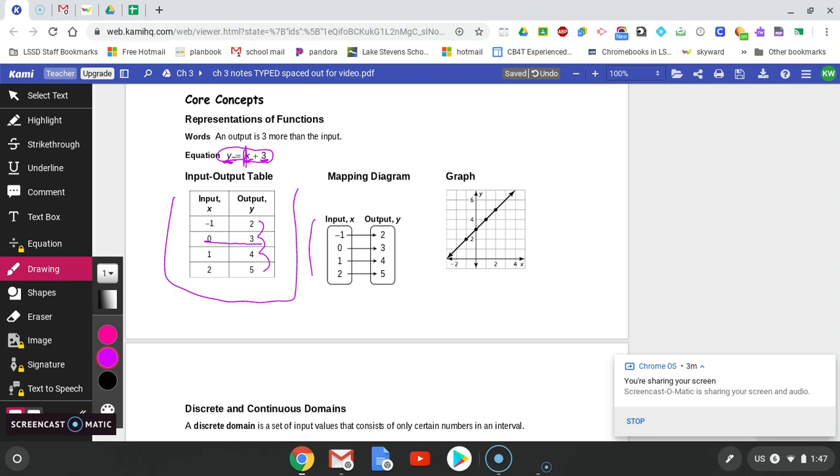Mapping diagram, again, is showing the exact same points as our input-output table, just in a different format. Your inputs show up on this side. That's what x can be. Your output shows what y can be on this side. The arrow going across just says when x is -1, y is 2. When x is 0, y is 3, and so forth. And then this would be the graph of y equals x plus 3. It has a y-intercept of 3 and a slope of up 1 over 1, up 1 over 1.